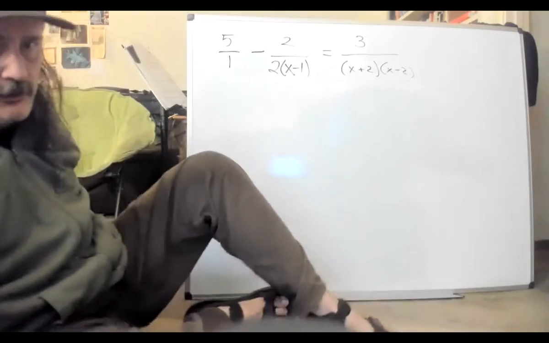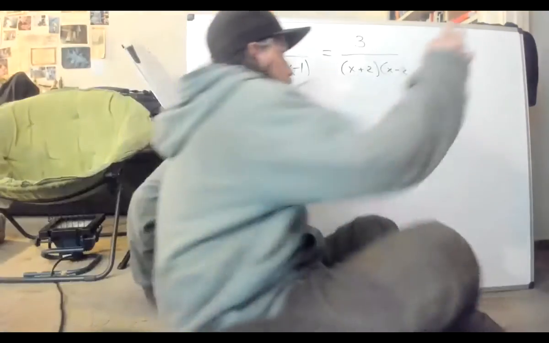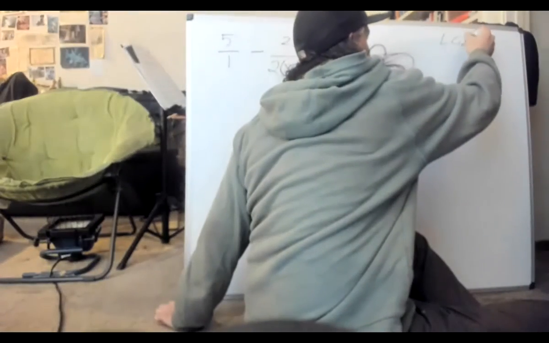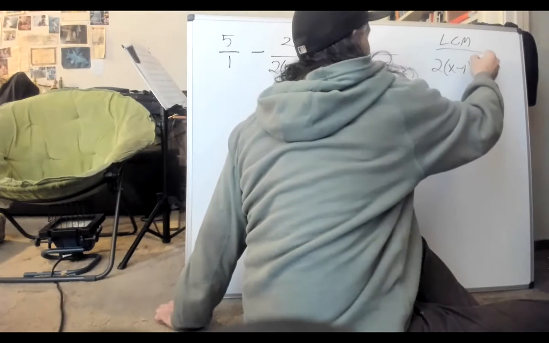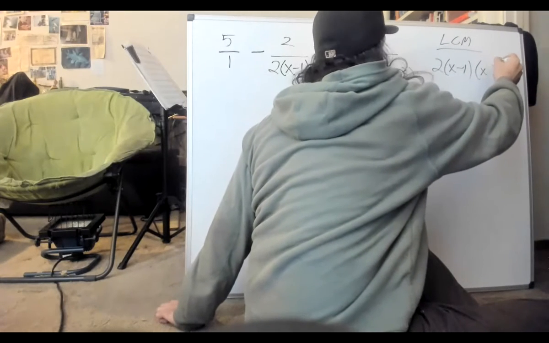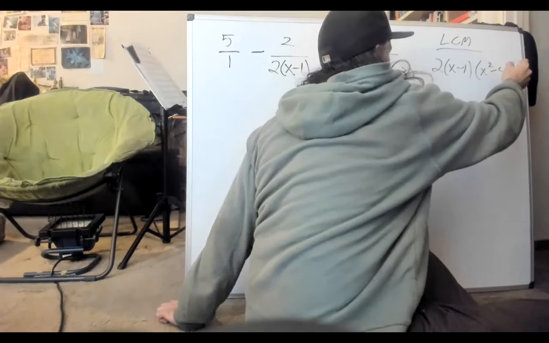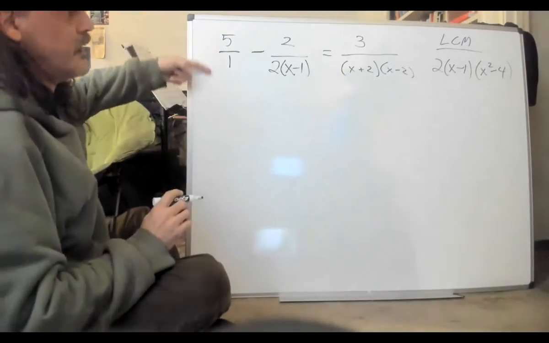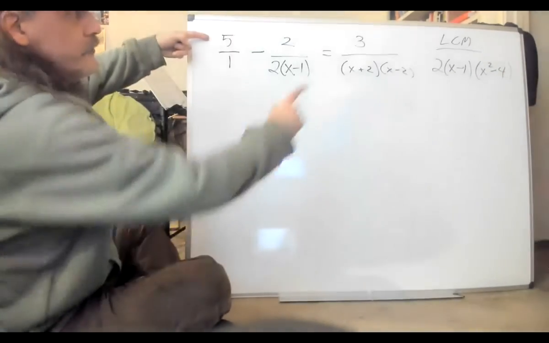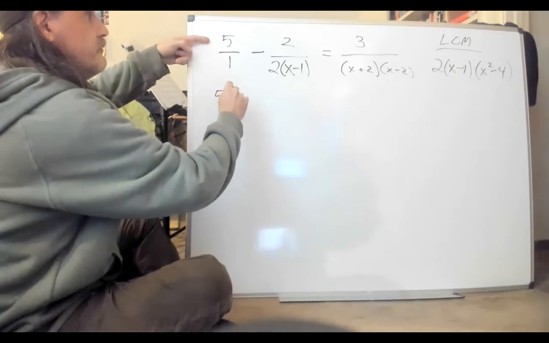And so we want our LCM to involve the 2 times x minus 1, and then I'll just leave this as x squared minus 4. Okay, so when you multiply that top and bottom here, you're going to get everything multiplied to the 5.